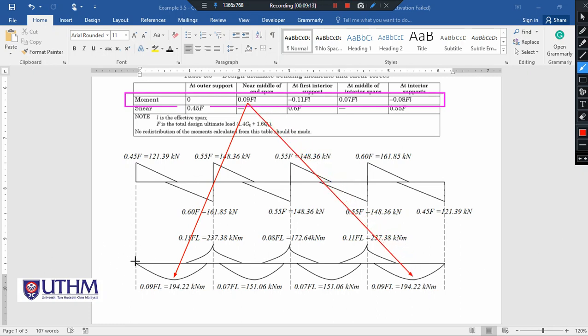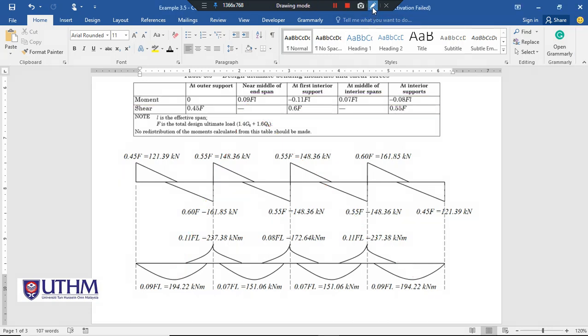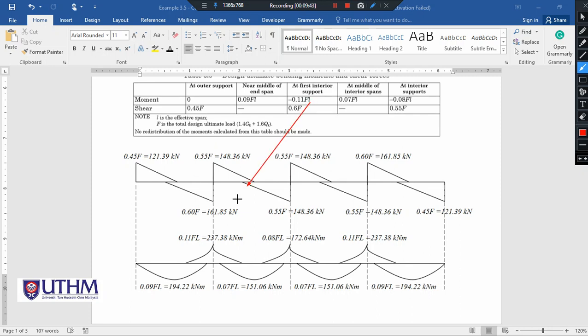This is the outer. When we go further inside, the first span, and this is the near middle of end span. This is the end span, and this is the middle span for the end span. Same goes to this end span. And for at first interior support, negative 0.11 FL, the value is at this point.